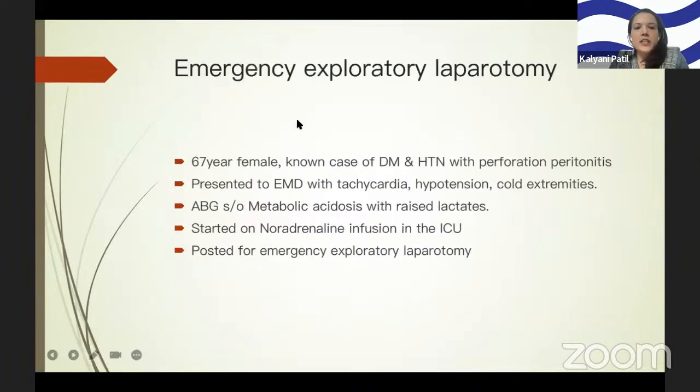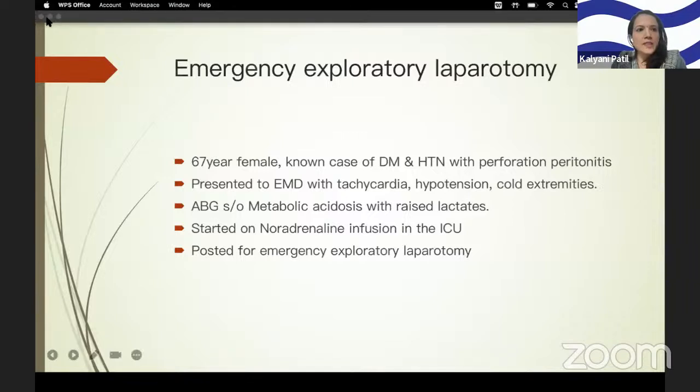The second case which I did is an emergency exploratory laparotomy in a 67-year-old female who's a known case of diabetes and hypertension with perforation peritonitis. She presented in the EMD with tachycardia, hypotension, and cold extremities. The ABG was suggestive of high anion gap metabolic acidosis, and her lactates were raised. She was started on a noradrenaline infusion once she was shifted to the ICU, and she was now posted for emergency exploratory laparotomy. So these are the two cases which I did, and I would like to continue to the discussion.